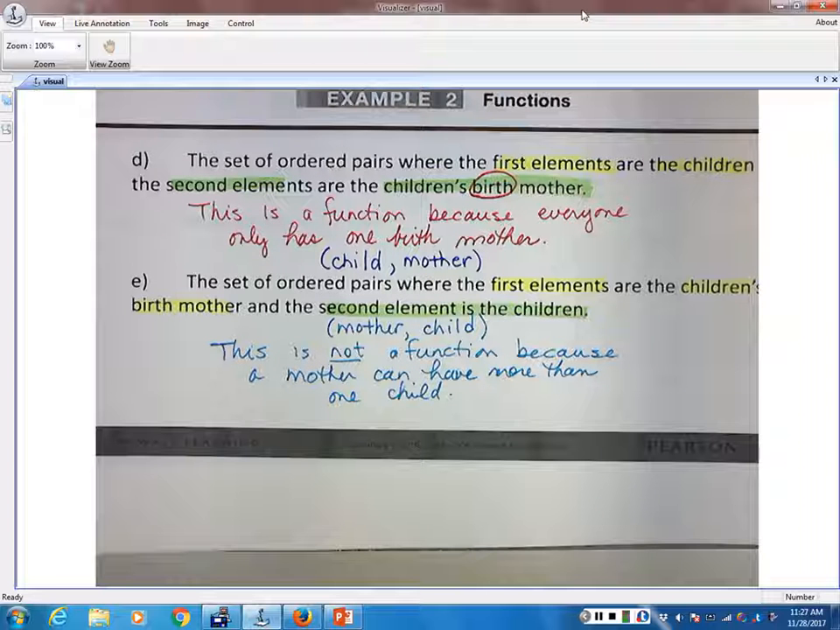Okay? And hopefully as we go through these examples, it'll line up in your head what it takes for something to be a function, and you'll be able to apply that to equations and graphs and things like that.